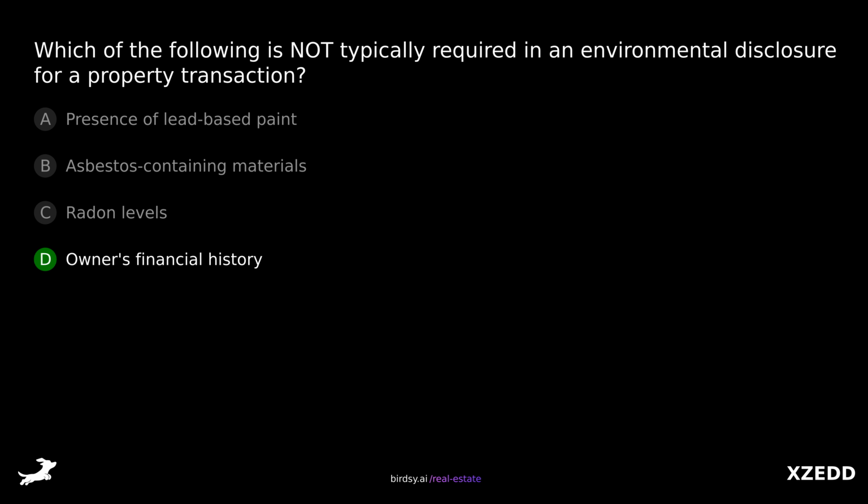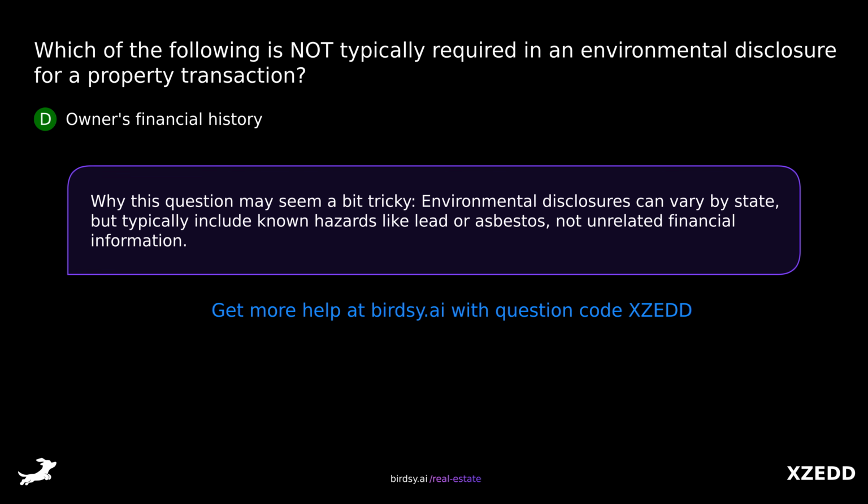The answer is D, owner's financial history. Why this question may seem a bit tricky: environmental disclosures can vary by state, but typically include known hazards like lead or asbestos, not unrelated financial information.